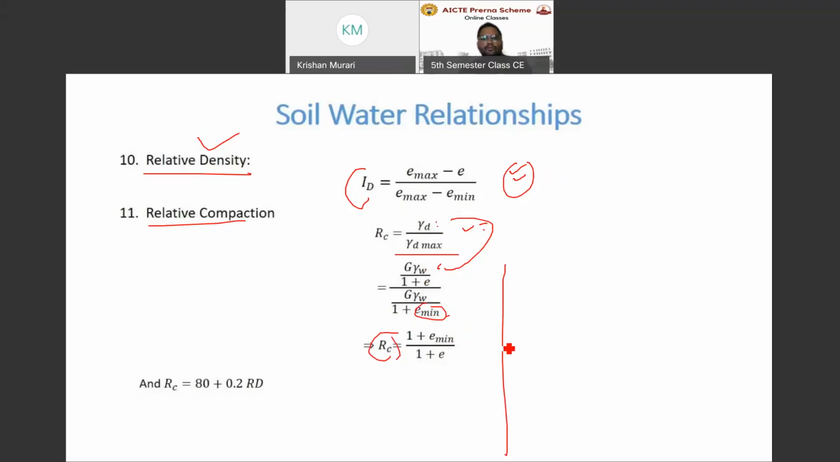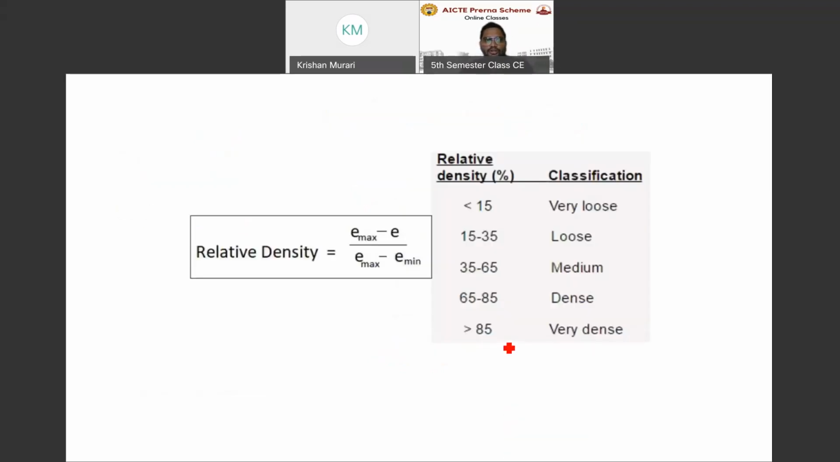Here is basically an important formula. Relative density: what is the relative density? Emax minus e upon Emax minus e minimum. Here Emax is the maximum void ratio that is possible, e is the natural condition void ratio, and e minimum is the minimum void ratio that is possible. If we consider these values in percentage terms, we multiply by 100, and that gives the value in percentage.